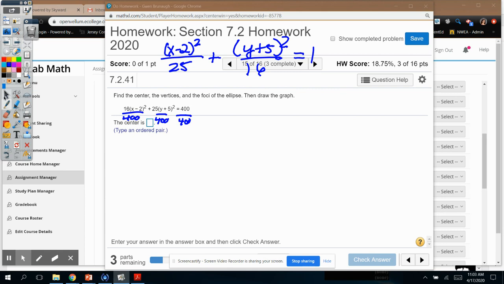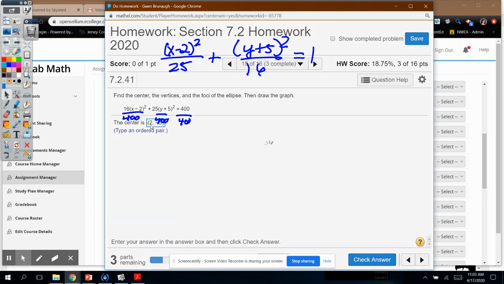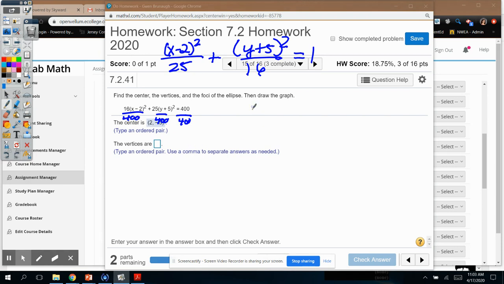Okay, so what is the center? X from X, Y from Y. We're looking at 2, -5. Where are the vertices? Everything happened to be under X on these. I wonder if you guys have that too, or if you have any different ones. If you need to, email me or ask me to do another one, I can.